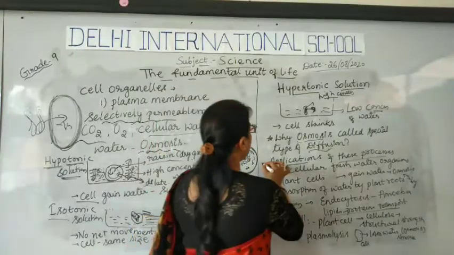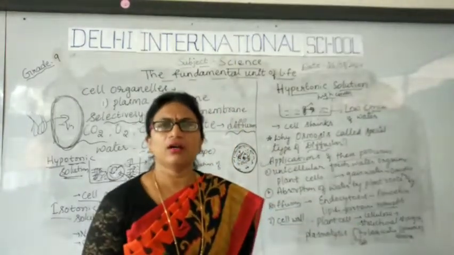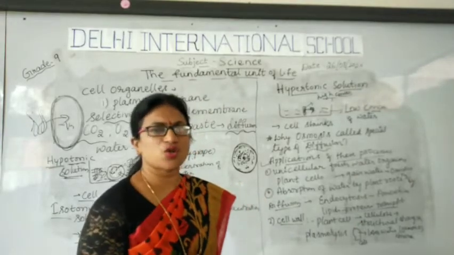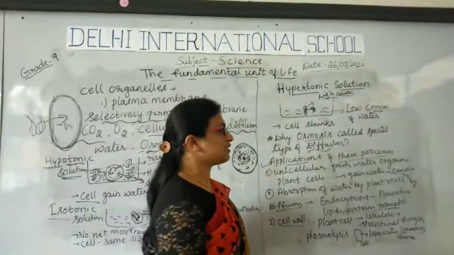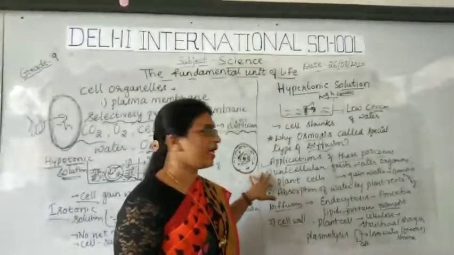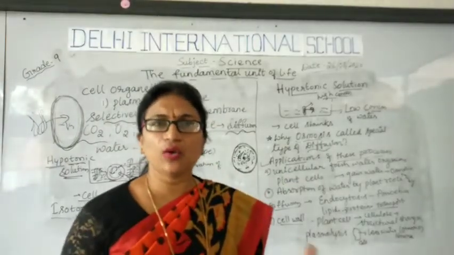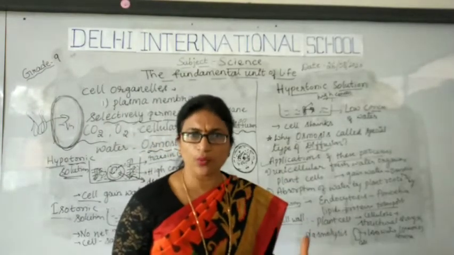And then, what are the applications of osmosis and diffusion? We can see them in our surroundings. So, applications of osmosis, first we take: in unicellular freshwater organisms like amoeba, euglena, paramecium, protozoa, isn't it?